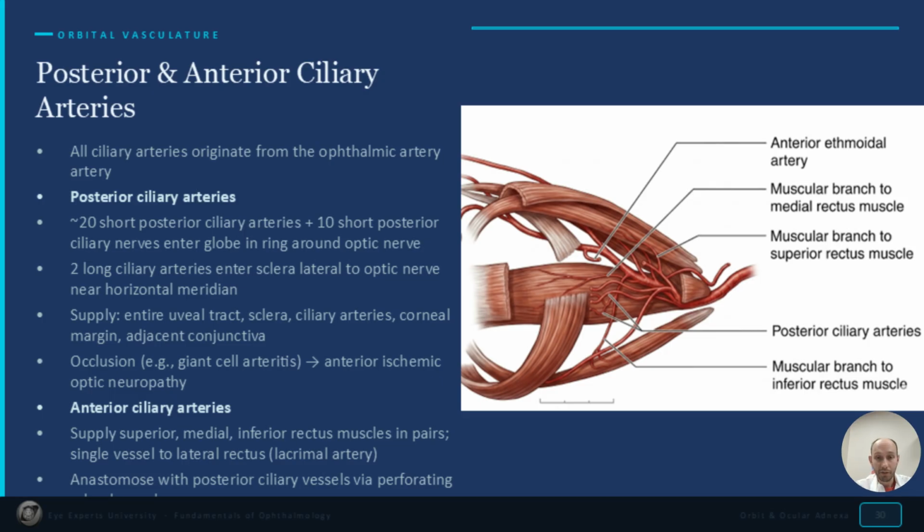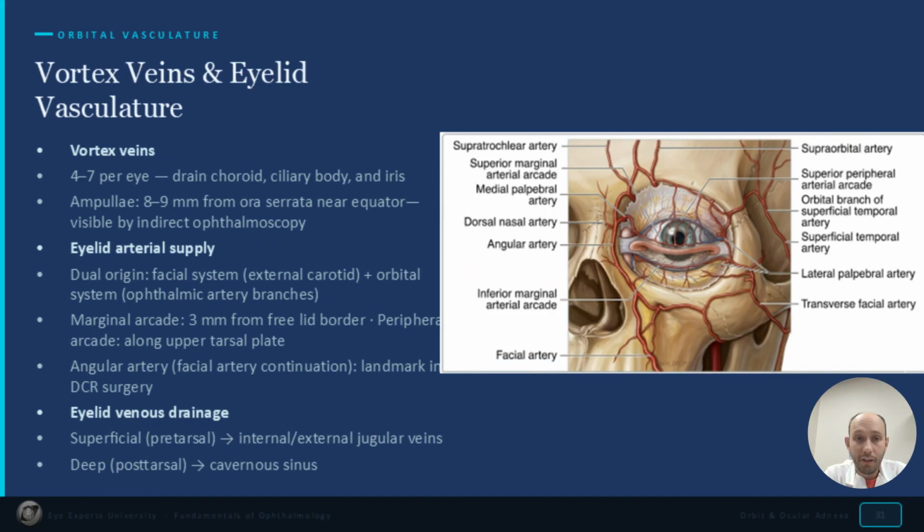The blood supply to the muscles is through the anterior ciliary arteries, and they all come in pairs except for the lateral rectus, which only has one. Now, as we know, as blood comes in, blood has to come out. From the eyeball itself, it comes out through the vortex veins. There are about 4 to 7, and they drain the choroid, the ciliary body, and the iris. You can actually see the ampullae about 8 to 9 millimeters from the ora serrata when you do your indirect ophthalmoscopy, or if you take a fundus photo.